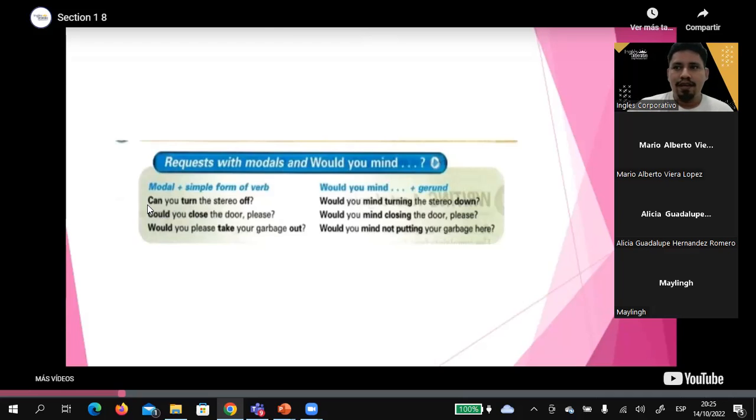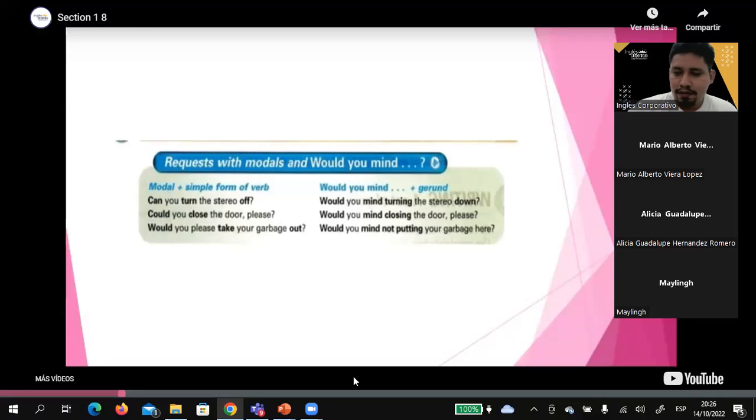So like, can you please just turn this air off? Even though it is a question, it's like an order that I'm giving to someone else. Okay, can you please just close the door? Or can you please just open the door? Even though I'm asking something, I'm giving an order. It's not being polite because in order to be polite, we have the other structure, like would you mind closing the door for me please? So things like that.